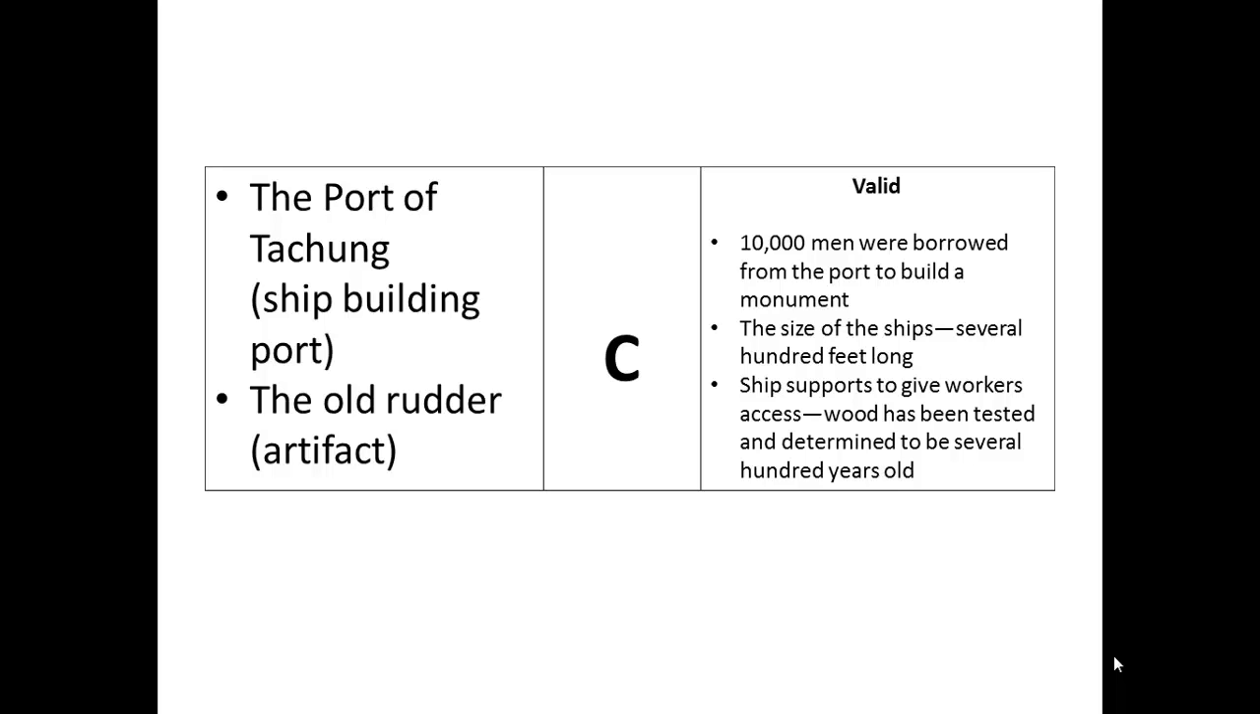They mentioned that 10,000 men were borrowed from the port to build a monument. 10,000 employees is a massive number of people. So to me, that tells me that this had to be a huge industry. There's also the size of the ships. They were several hundred feet long. These were big ships, so you'd have to have a lot of people, but these are also going to be boats that are more seaworthy if they're that large.